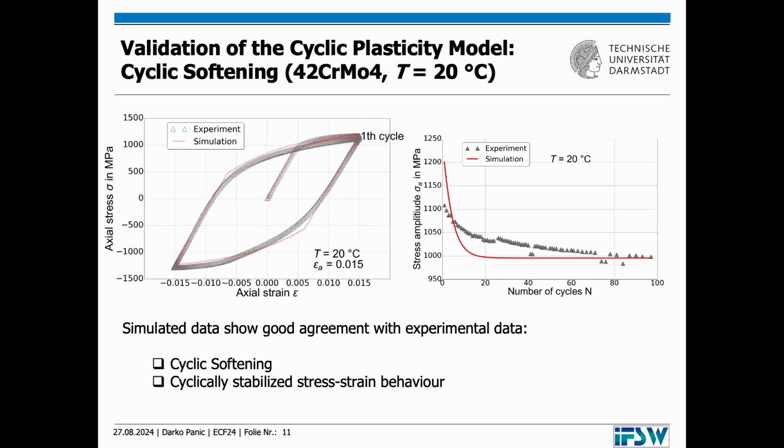Okay, and to show you some quality of this parameter set, I chose a strain control test. It's a strain amplitude of 1.5%. Simulated data show good agreement with experimental data, and you see the effect of the cyclic softening. And also after a defined number of cycles, you see this stabilization process.